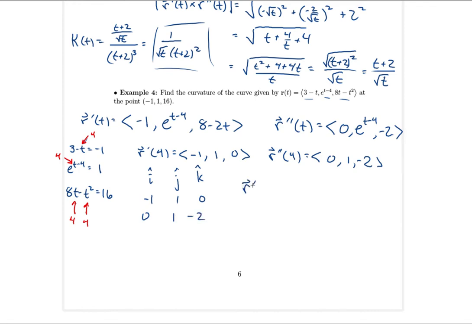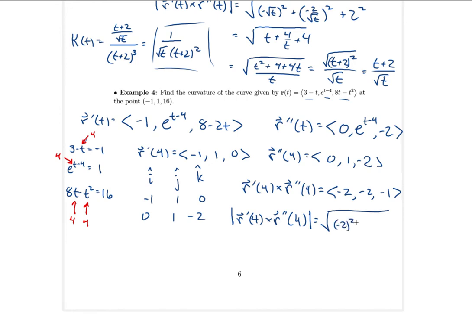So my cross product, r prime of 4 crossed with r double prime of 4, ends up giving me negative 2, negative 2, and negative 1. So then the magnitude of that is the square root of negative 2 squared plus negative 2 squared plus negative 1 squared, which all just turns out to be 3.